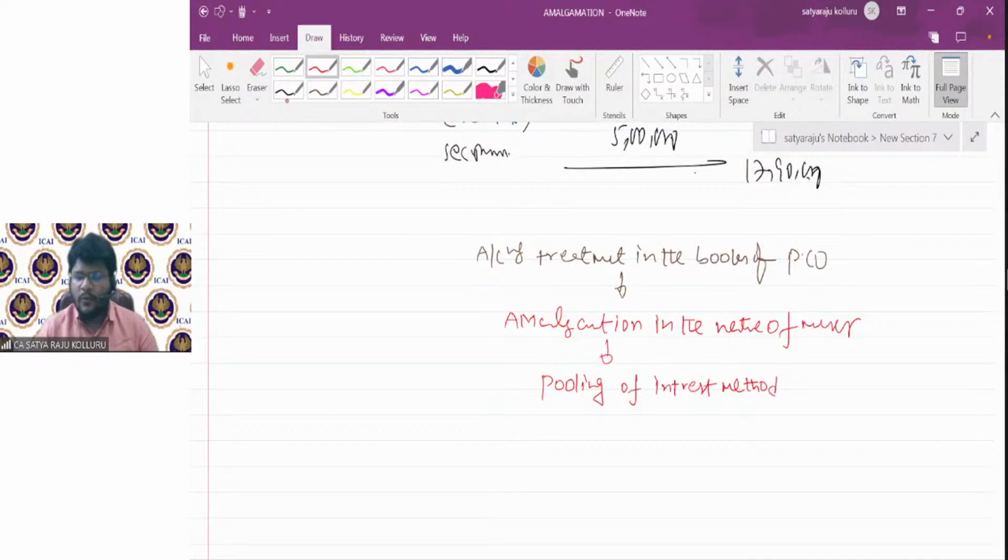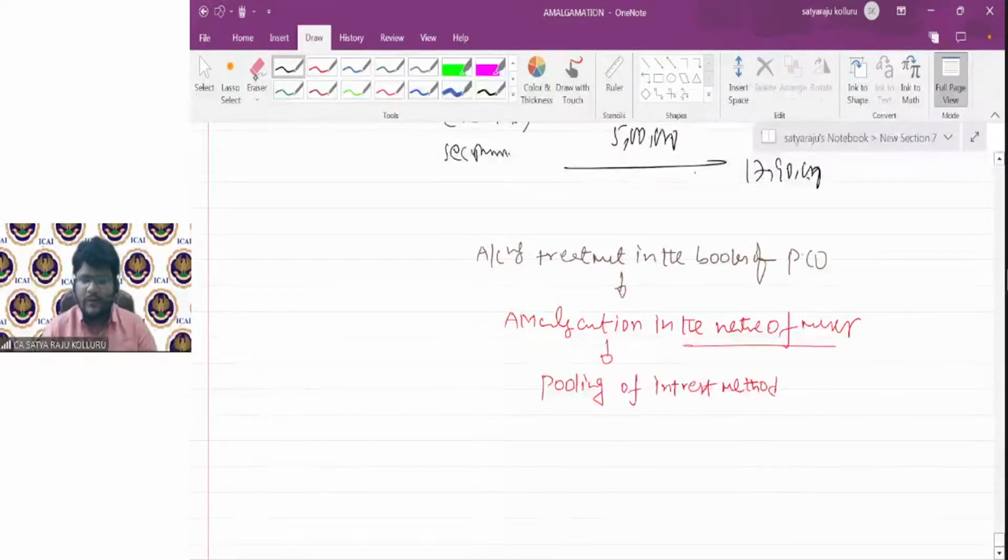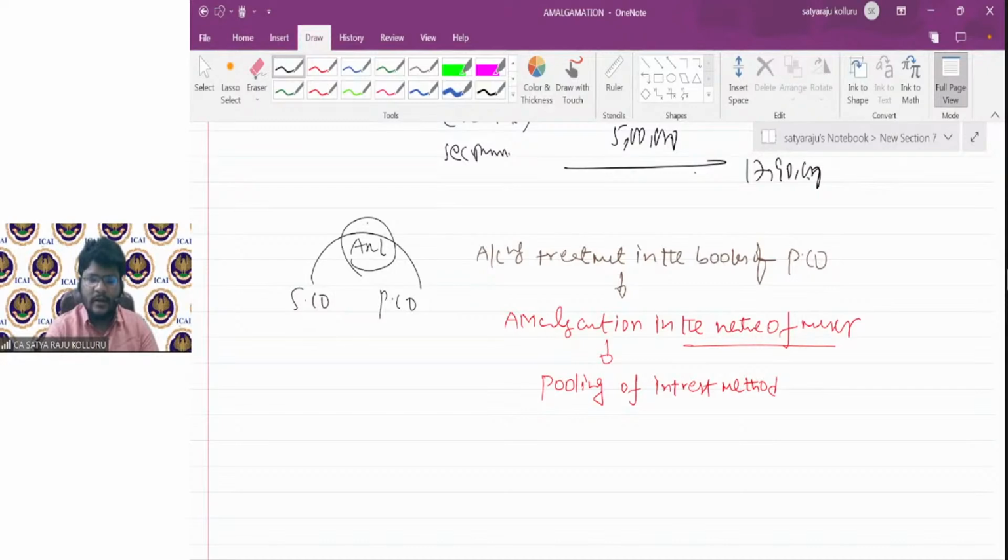Guys, before going to see the accounting treatment, first let me know one thing. When an amalgamation is said to be amalgamation in the nature of merger, it should satisfy 5 conditions. What are those 5 conditions? All the assets and liabilities should be taken over by the purchasing company from the selling company. And that too, all the assets and liabilities should be taken over at book values only. Next, the purchasing company should pay PC only in the form of fully paid up equity shares.